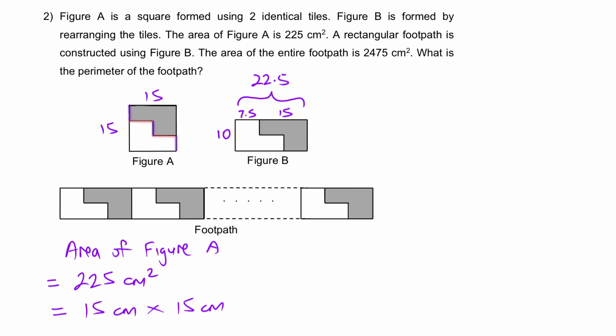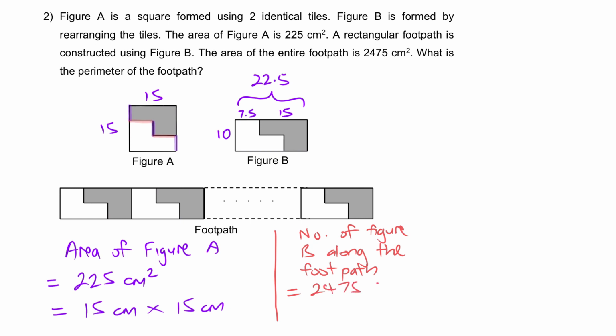Next, we just need to figure out how many figure B's are there in total along the footpath. Hence, number of figure B along the footpath, which is equal to 2475 divided by 225 to give us 11. There are a total of 11 figure B's.